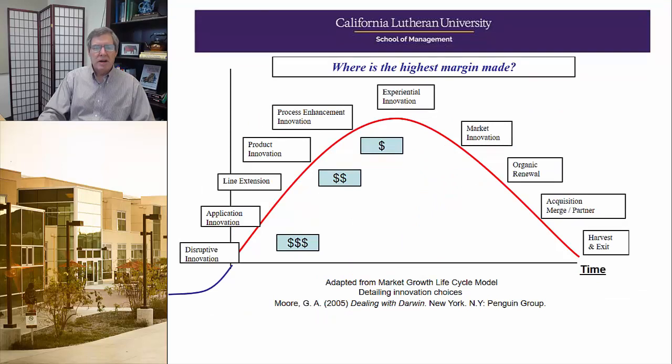So where is the highest margin made for the organization? Traditionally, the highest margin is made at the disruptive stage of the life cycle at the beginning. This is because you're developing and introducing a brand new product. The next stage is the product innovation stage. You're starting to see some competitors come in the marketplace at this stage, and finally the margin will be reduced more as you hit the mature stage of the life cycle curve, as you have more and more competitors entering the market. And as you head down the right hand side of the curve, you'll see your margins decrease even further.